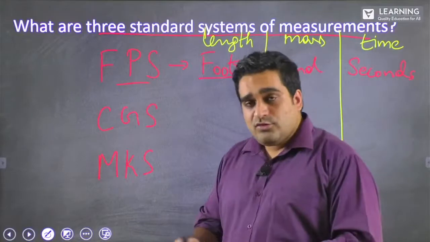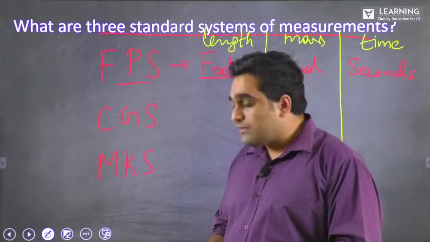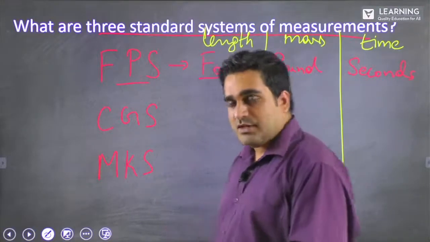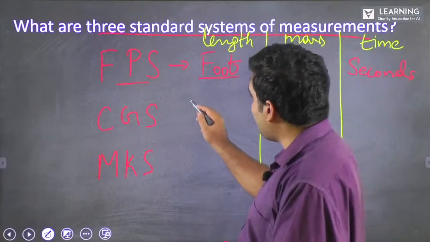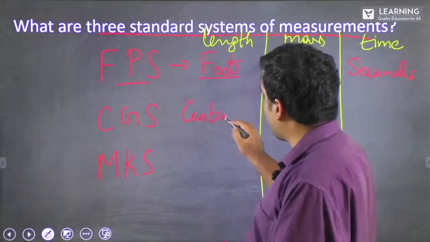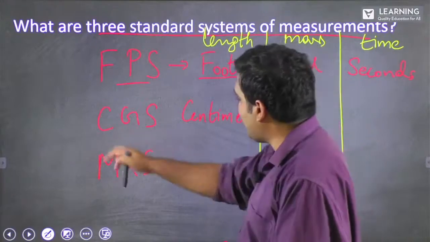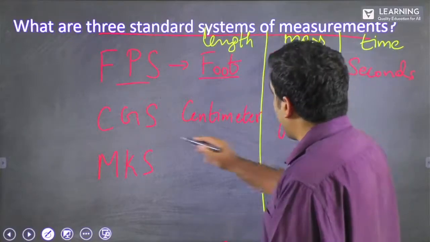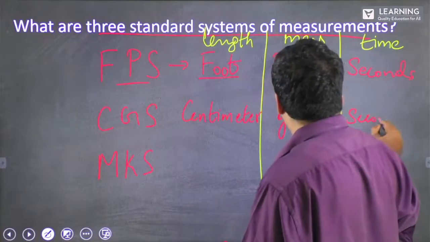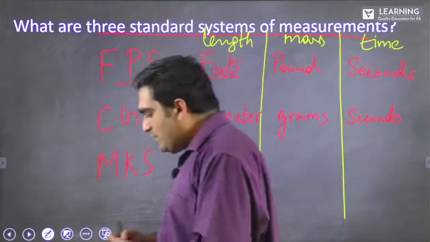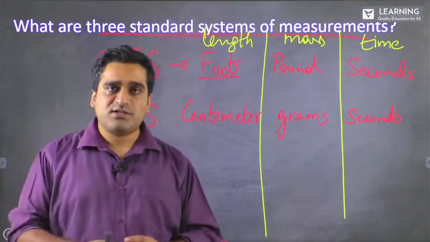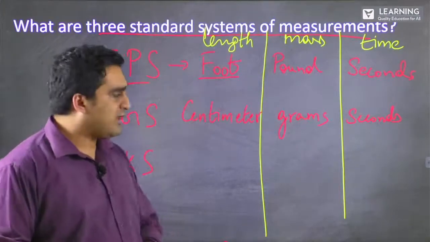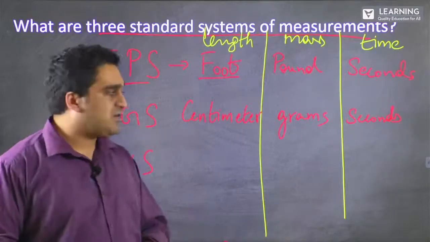Now, if you go to another European nation, France, you will see they use what is called the CGS system. CGS, where C stands for centimeter, G stands for grams, and S for seconds. So here we observe that the measurement changes from one nation to another. One is measuring in terms of FPS, which is foot, pound, second. The other is measuring in terms of centimeter, gram, and second.